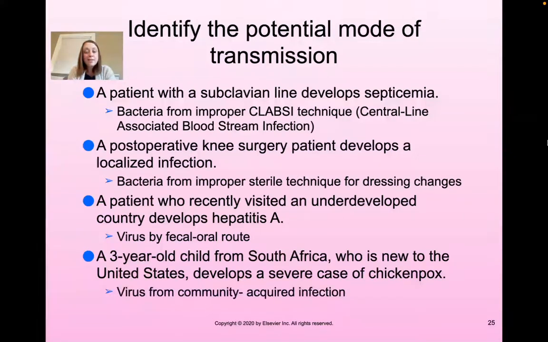So let's look at some examples of infections and how they might have been transmitted. Our first example, we have a patient with a subclavian line, which is a central line, that develops septicemia. So, how might this have happened? Well, it's very likely that bacteria from improper CLABSI technique, and CLABSI stands for central line associated bloodstream infection.